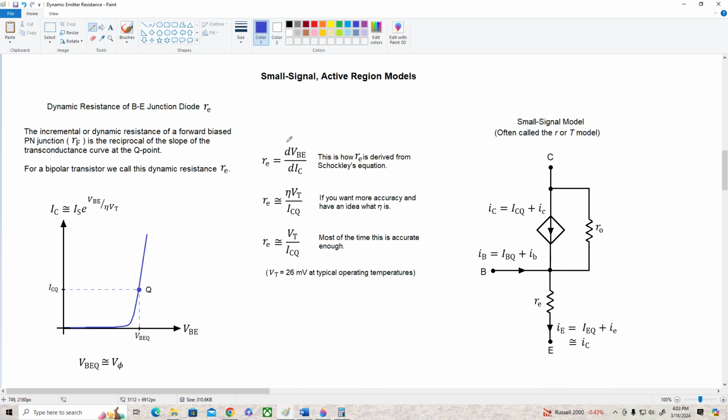Analytically, we would find that by finding the derivative of VBE with respect to IC in Shockley's equation. We're not going to do that. We'll just use the results, which are little r sub e is about equal to eta times VT over ICQ. You'd use that if you have an estimate of what eta is. Most of the time, we'll just assume it's equal to 1 and use the simplified version. Little re is approximately VT over ICQ. And remember, V sub T is typically about 26 millivolts.